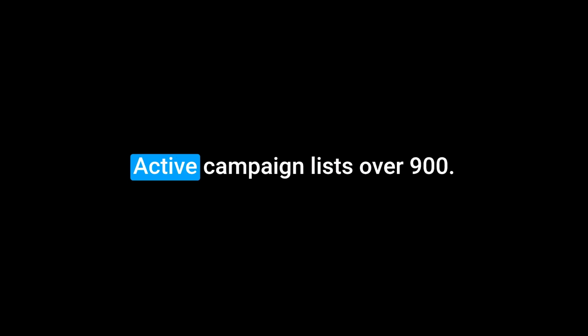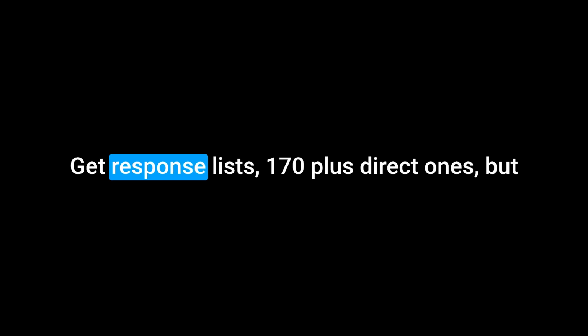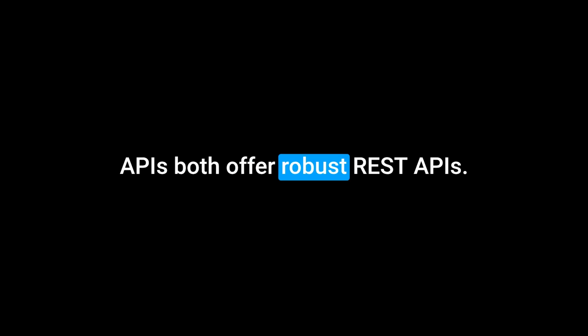Integrations are key too. ActiveCampaign lists over 900. Yeah, a huge marketplace. GetResponse lists 170-plus direct ones, but emphasizes connections via Zapier, Make.com, IFTTT, opening up thousands more possibilities. So both are well connected. And for developers building custom solutions, APIs. Both offer robust REST APIs. But here's a crucial point, tying back to that tiered structure again, API rate limits. How many requests you can make to their system per second.